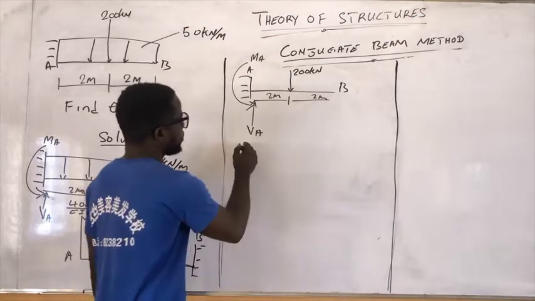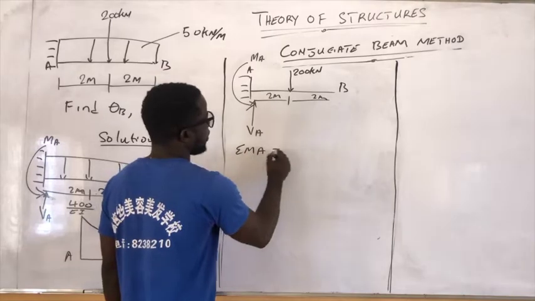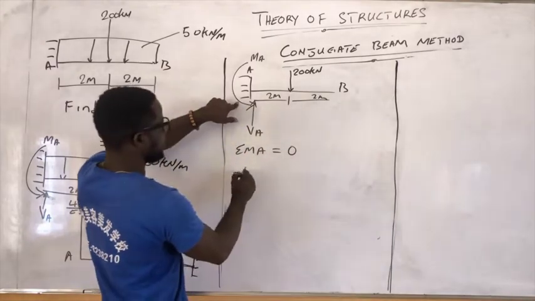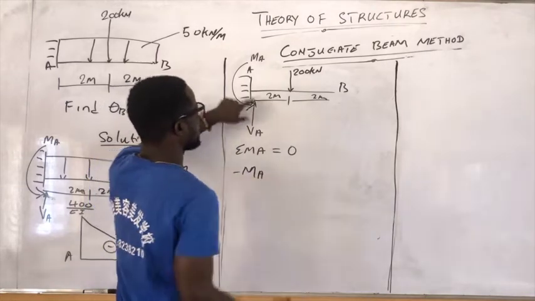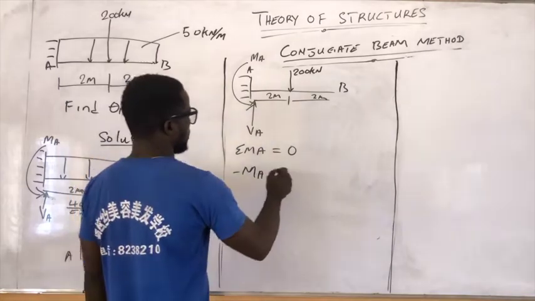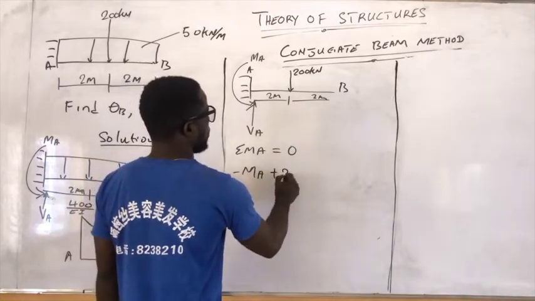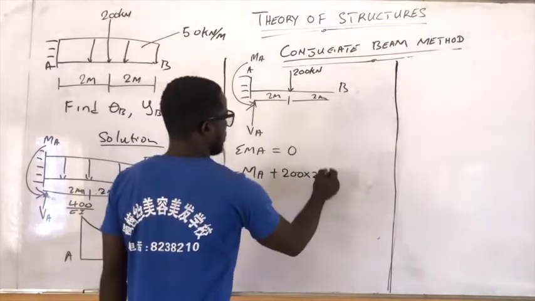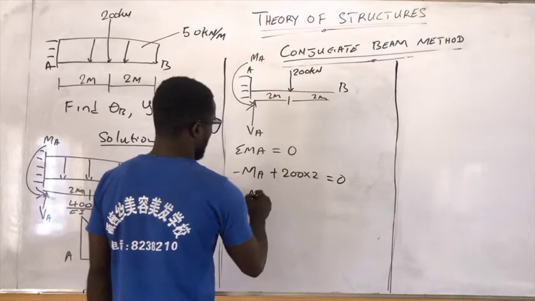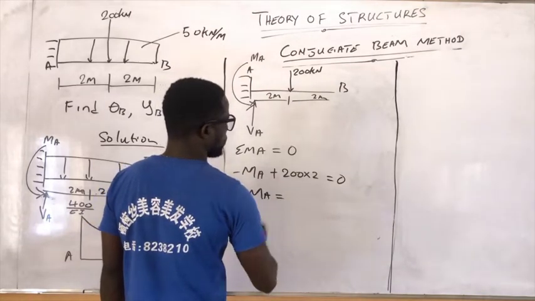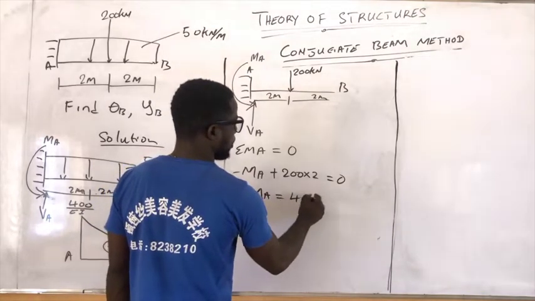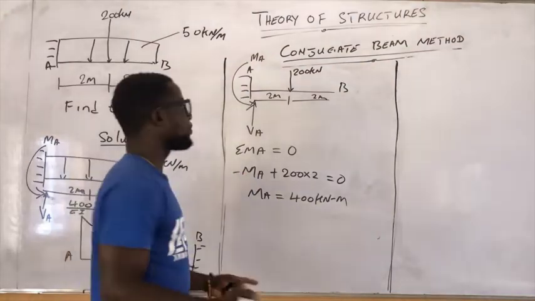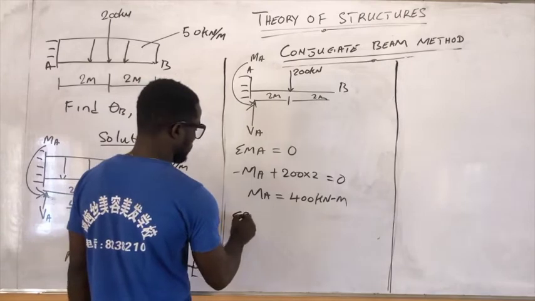So we take summation of moments at A equals to 0, then negative MA plus 200 multiplied by 2 equals to 0. MA is equals to 400 kN. So we take the summation of forces in the vertical direction.